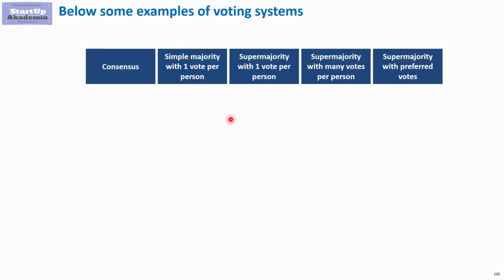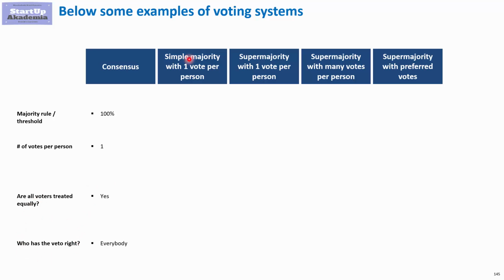So we will look at 5 examples of voting systems. Consensus, simple majority with 1 vote per person, supermajority with 1 vote per person, supermajority with many votes per person, and supermajority with preferred votes. In the first case, consensus, we'll have a look at the 4 elements we have talked about. So majority rule, threshold, number of votes per person, are all voters treated equally, and who has the veto right.